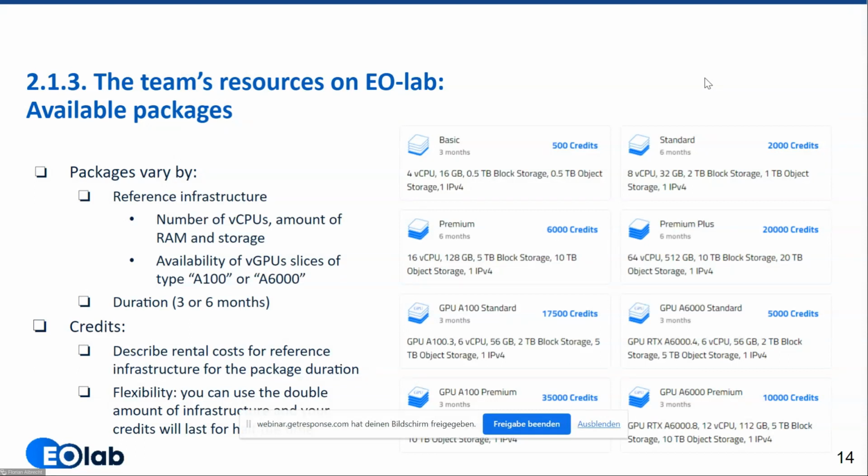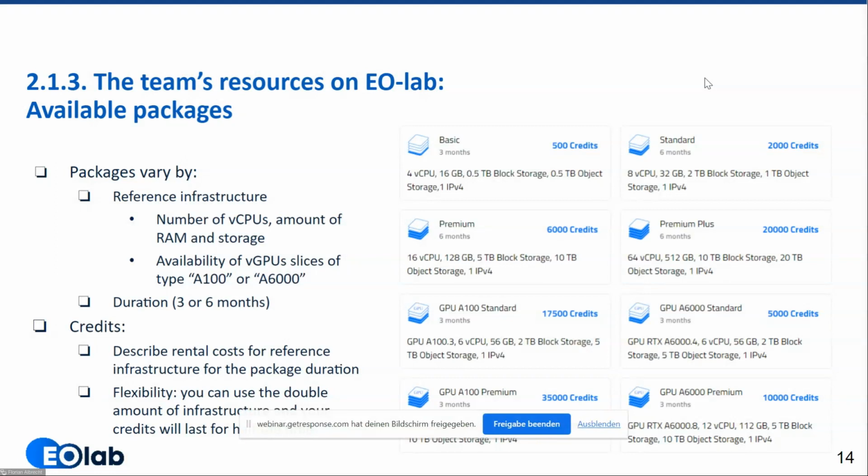What also describes each package are the credits. So there is some flexibility in there. You can use up your credits quicker, but the 3 months for using a GPU package will work with the standard reference infrastructure that's listed there. And if you want to use it up quicker, you can, but the credits will not last until the end of the 3 months then.